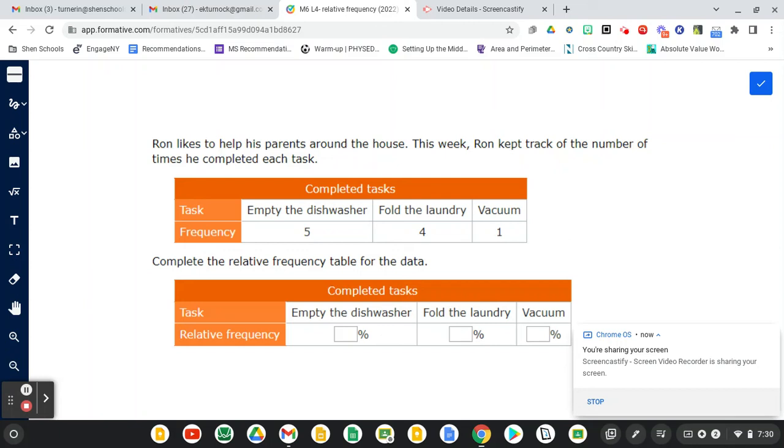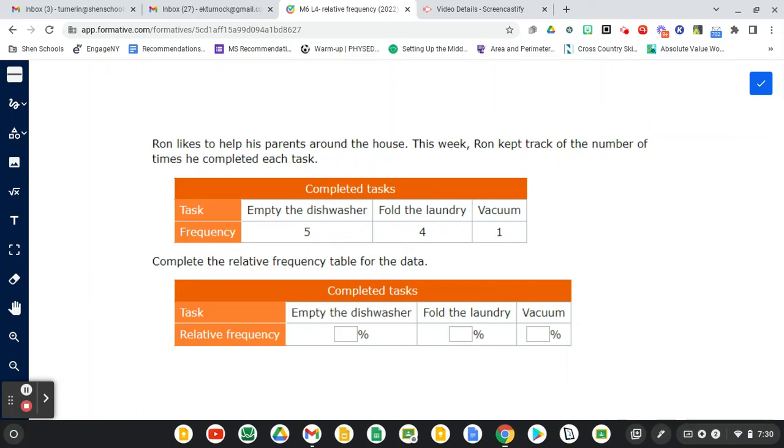We have two more examples to go through with relative frequency, and they deal a lot with percentages. So we're going to use our relative frequency to help us figure out the percent of time of the frequency that things happen. This example says Ron likes to help his parents around the house. This week, Ron kept track of the number of times he completed each task.